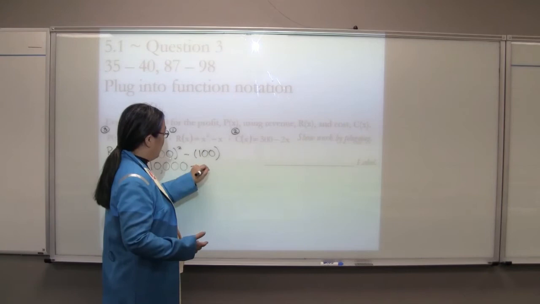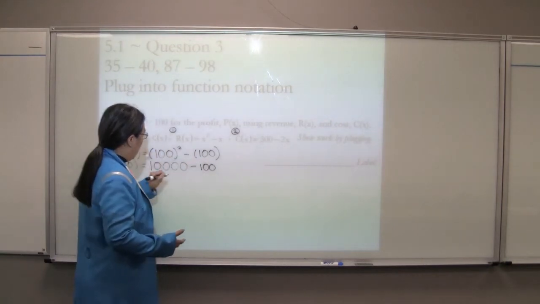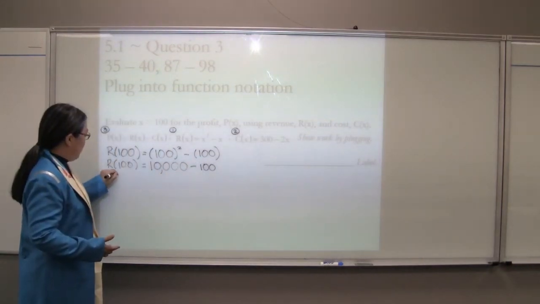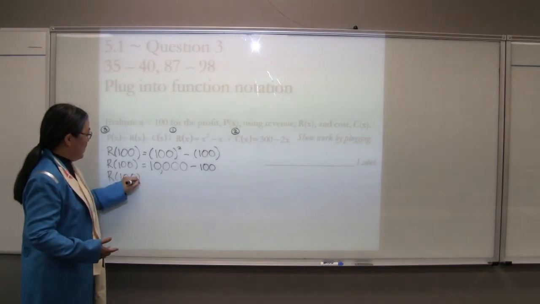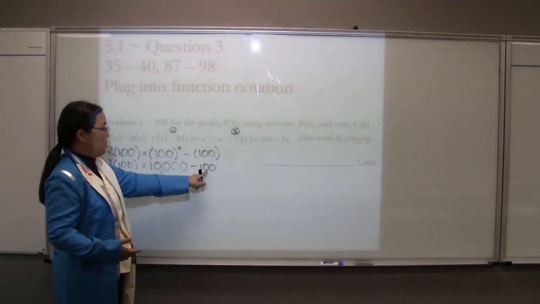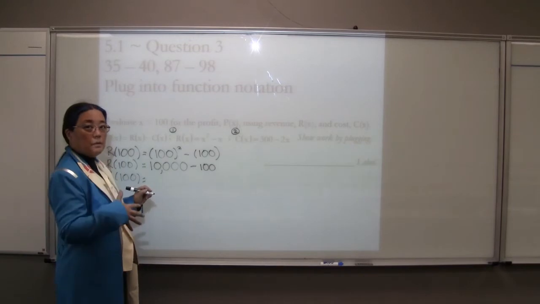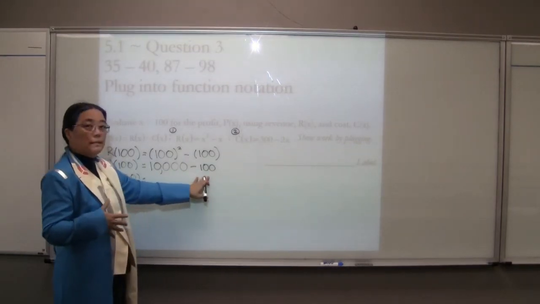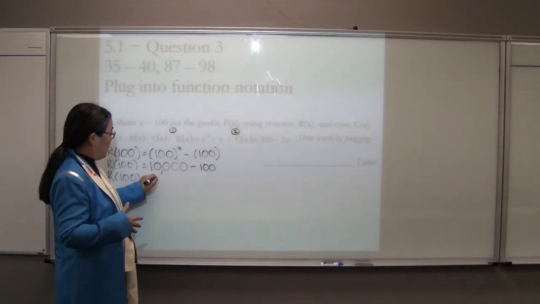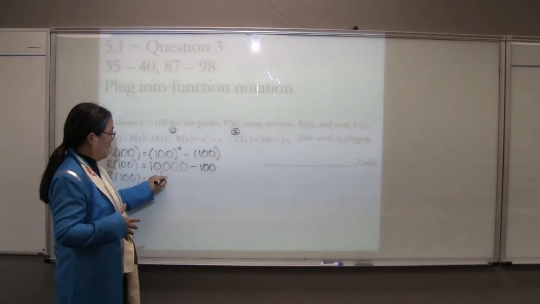Minus 100, and here we can drop those parentheses. And we will get that the revenue for selling 100 items will be 10,000 minus 100. This is another place that people will make mistakes, is they'll give me 9,000. But 10,000 minus 100 gives you 9,900.